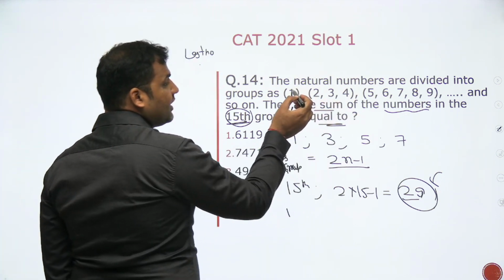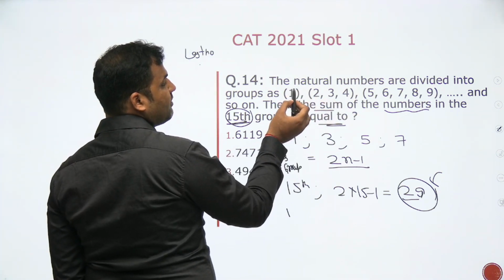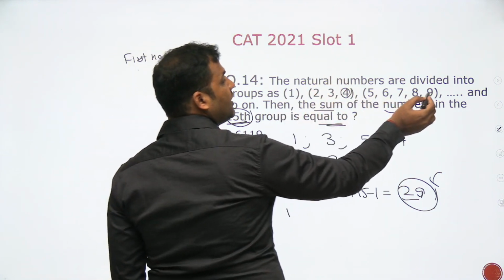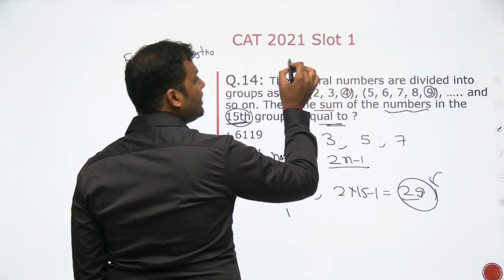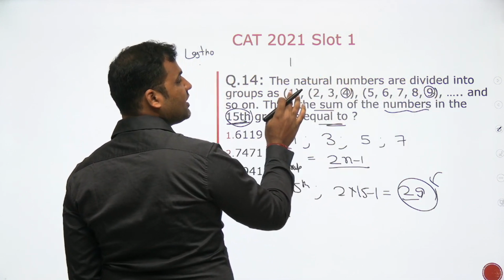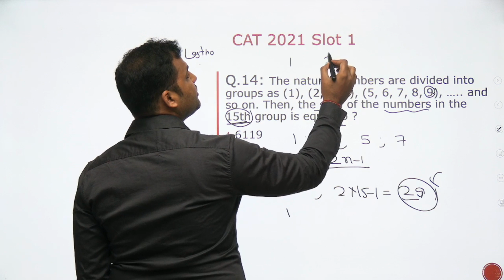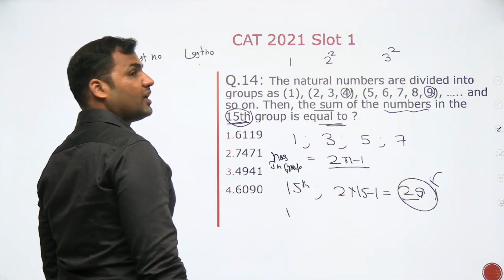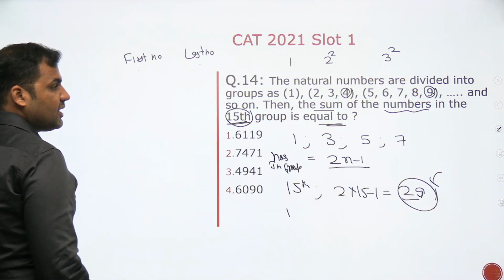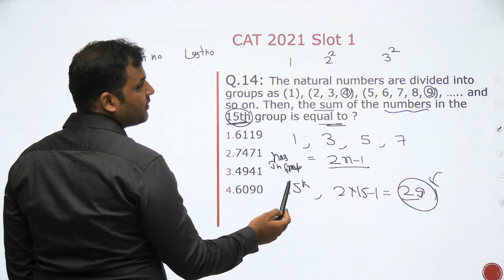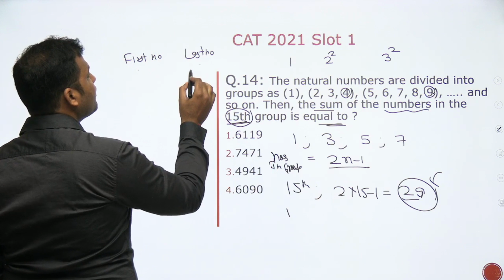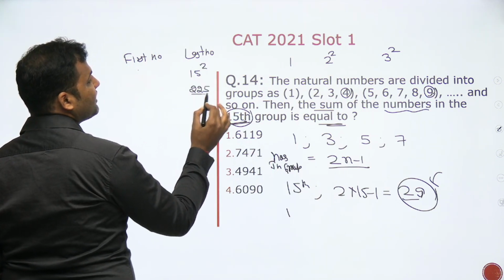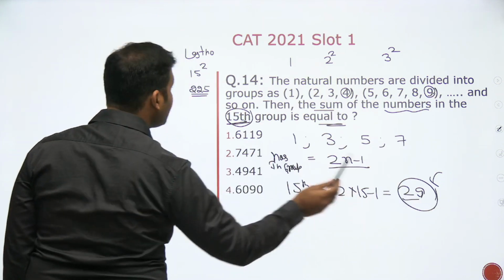Observe it, guys. The first group's number is 1, right? The second group's last number is 4. The third group's last number is 9. So in the first group the last number is 1, in the second group the last number is 2 square, in the third group the last number is 3 square. So can I say that in the 15th group, the last number would be 15 square? That means 225. The last number is 225 and there are total 29 numbers.